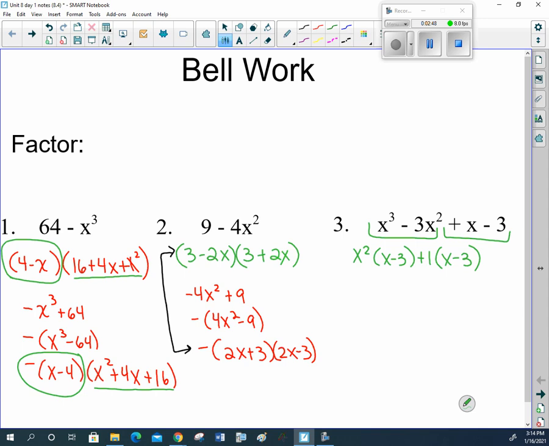So you can see that now my new greatest common factor is x minus 3. That parenthesis is going to come out in front. And then we're going to have x squared plus 1. And x squared plus 1 is our sum of squares. That's our special pattern, sum of squares. So we need to keep factoring that to x plus i and x minus i.